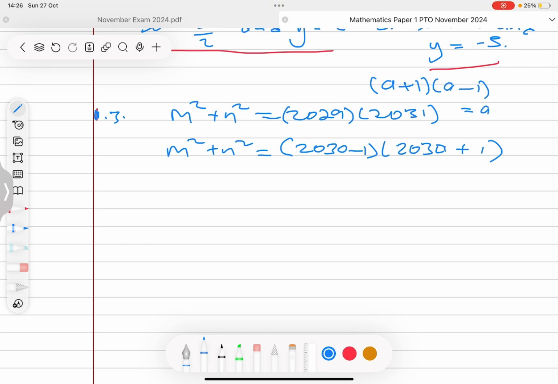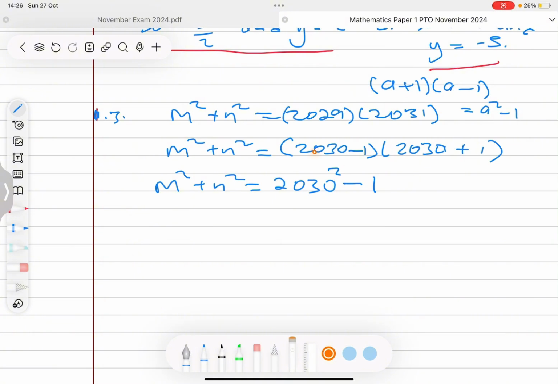We know that this is a difference of two squares, right? Because we have the same numbers. This could be a here, and then we have 1 and 1. The other one is positive, the other one is negative. Now it looks like we're going somewhere by that approach. So this would mean I'll keep my 2030 squared, then I'll have a negative 1. It's a difference of two squares.